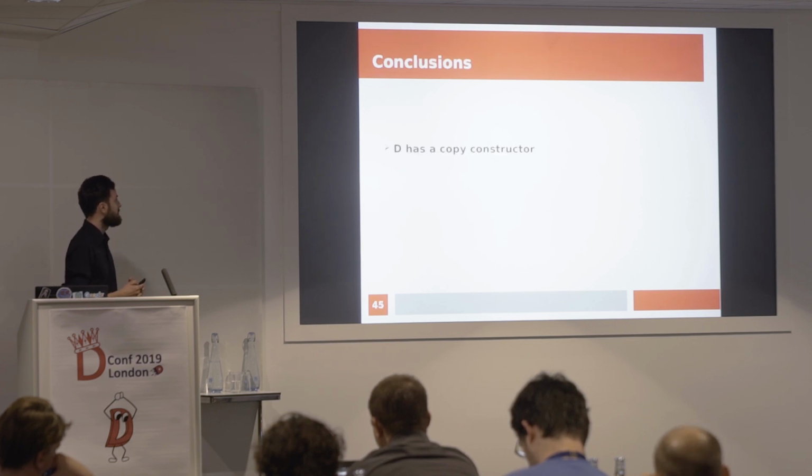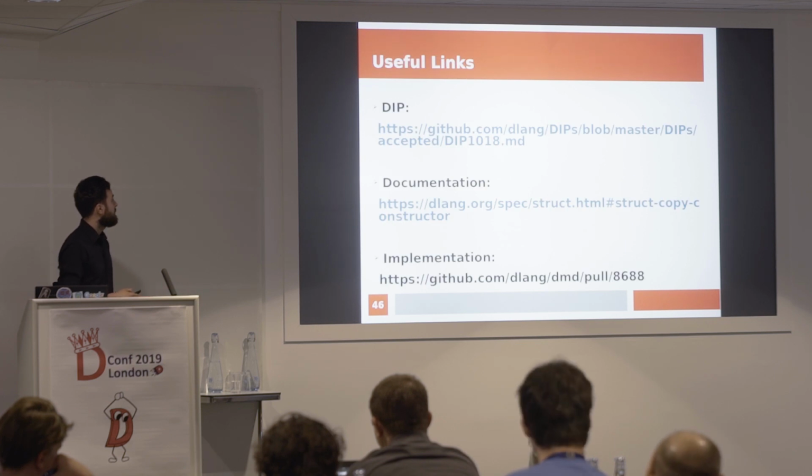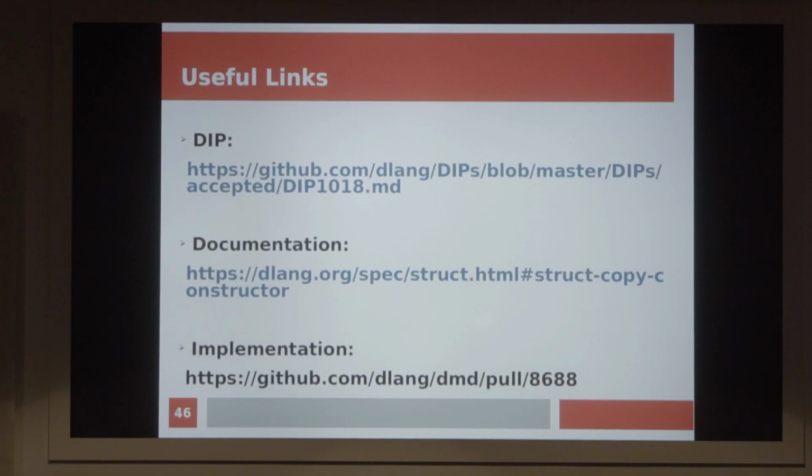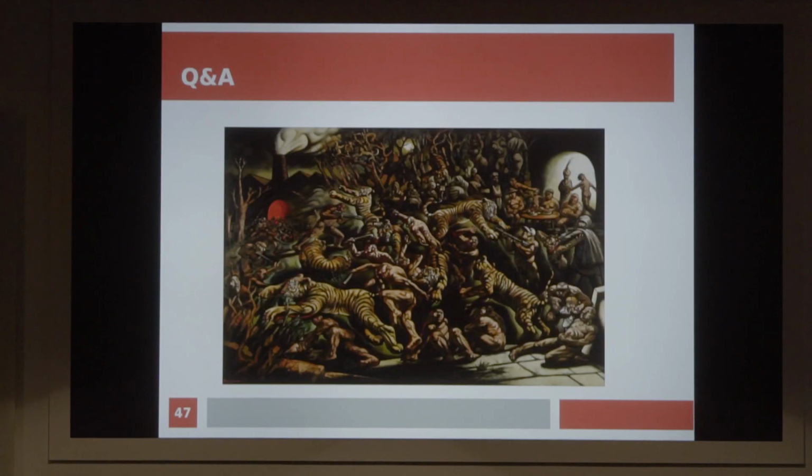Now, the conclusions. D now has a copy constructor. It is very similar to the C++ one, but it can also be improved. Now, if you're interested in more details, these are some interesting links: the DIP, the documentation, and the implementation. And now, if you have any questions, feel free to ask.